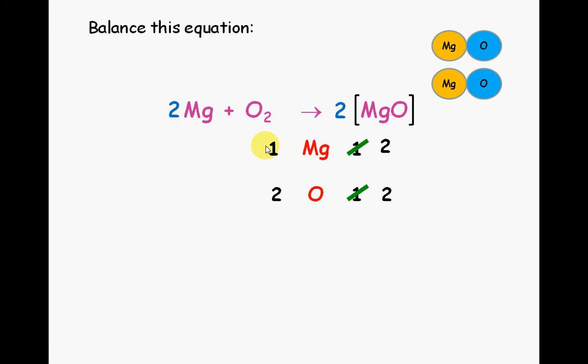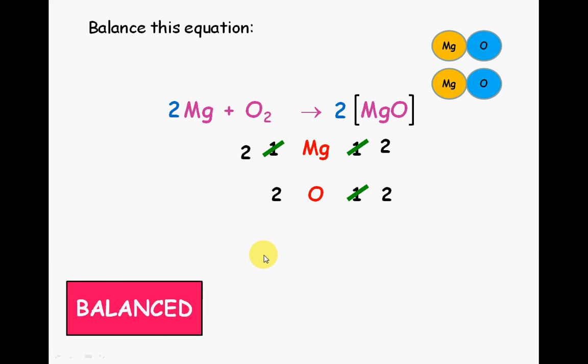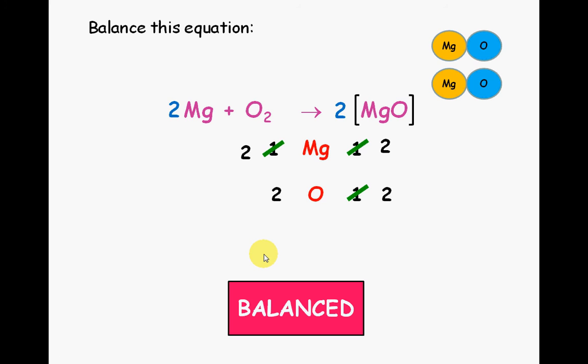So 2 multiplied by 1 is 2. Now I've got 2 magnesiums and I've got 2 oxygens on either side. That is a balanced equation. Now don't forget to rub out your brackets afterwards.